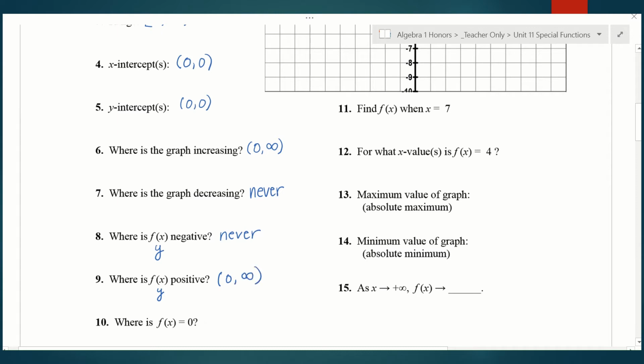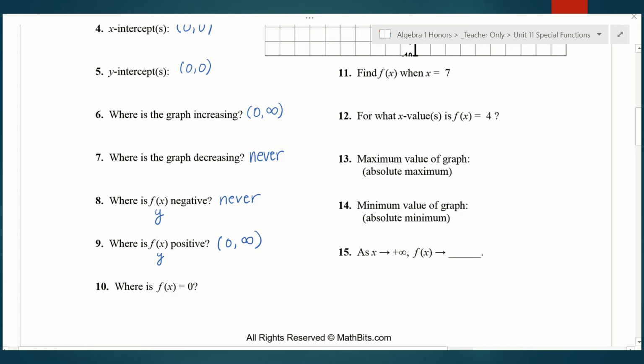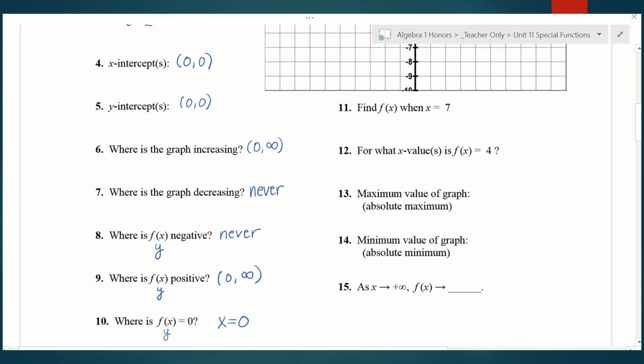Now why am I not including the 0 there? Think about what the word positive means. 0 is considered neither positive nor negative, so we don't want to include it, because that would imply that 0 is positive, and it's not. All right, where is f of x equal to 0? This is saying where is y equal to 0? Well, if y is 0, it's because x is 0. I can look right at my graph to get that, or look at my table and see that when y is 0, x is also 0.